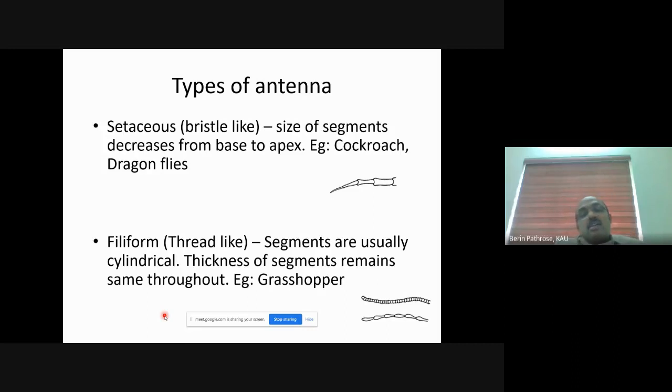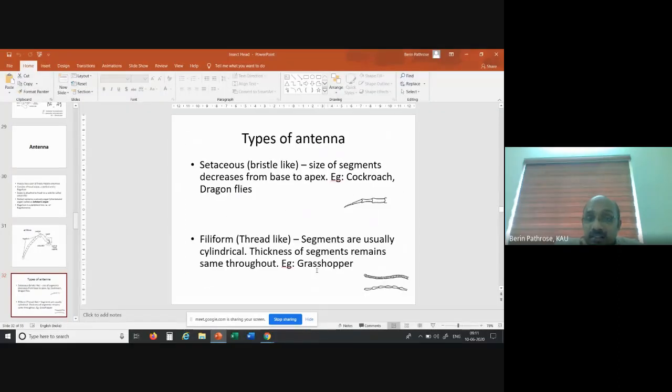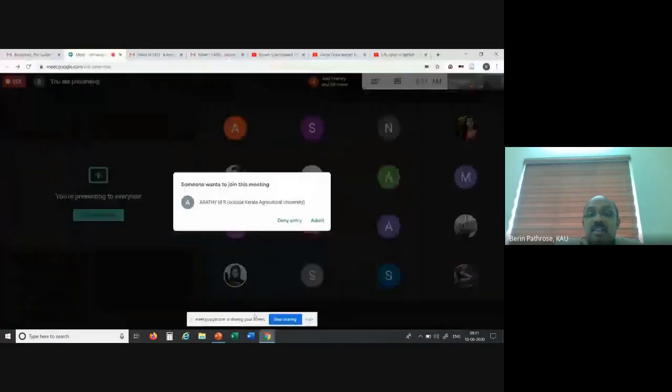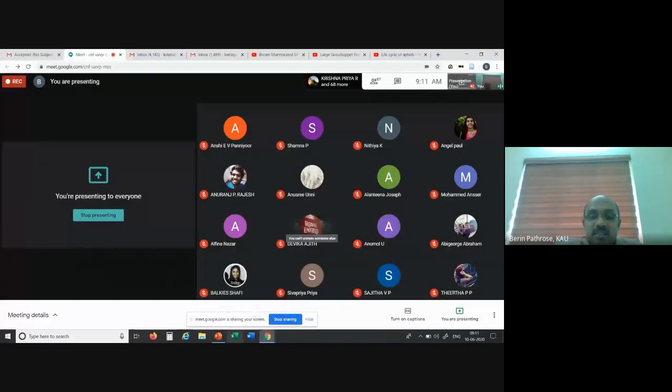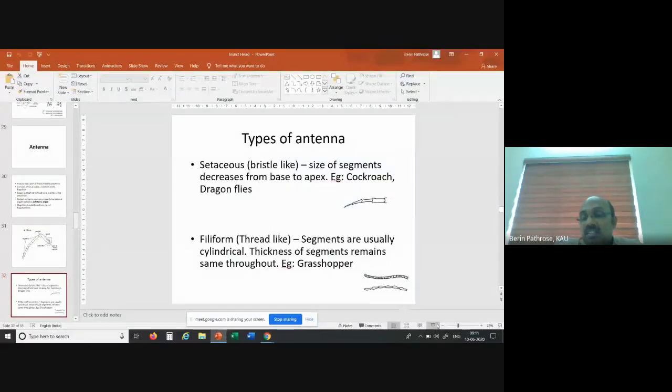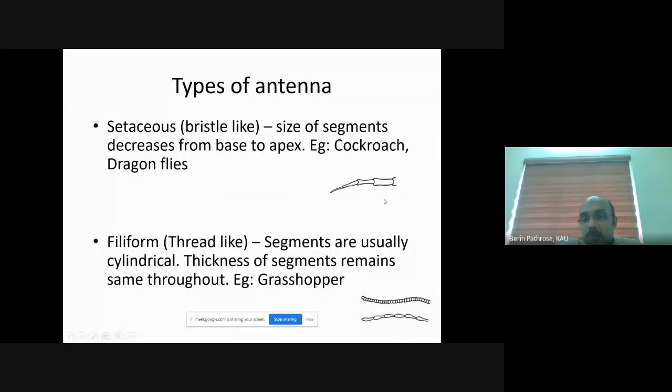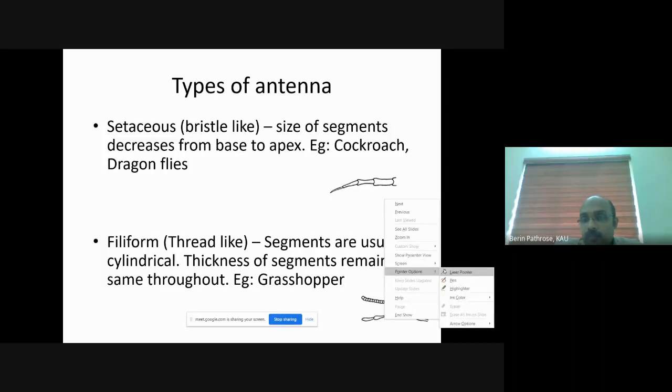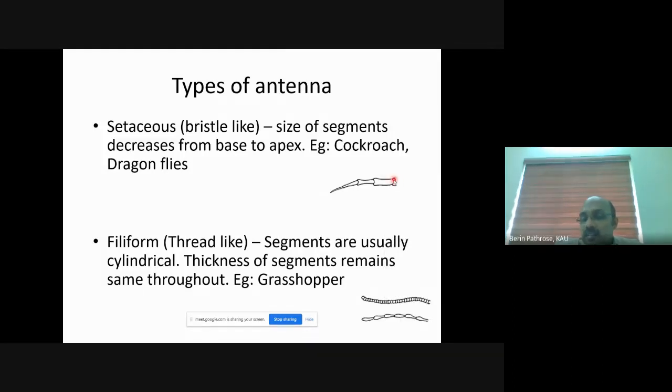The basic character of a setaceous antenna is that as we move from the proximal to the distal end, the thickness of the segments decreases. So that's the basic structure of a setaceous antenna that you can clearly see over here. Here, this is the basal part of the antenna. As we move towards the tip of the antenna, the size decreases. I will show you a real picture. This is a diagram.